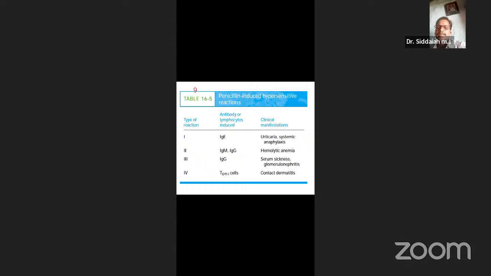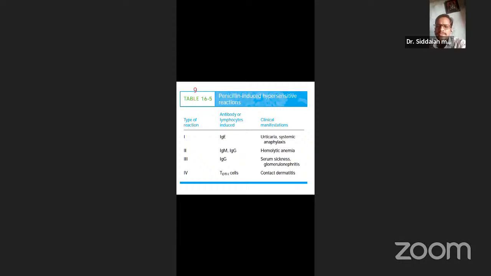The first reaction is also called the immediate type of hypersensitivity reaction, or anaphylactic reactions. These reactions take place within seconds to minutes, and the remaining reactions may take place over hours or days. So the fourth one is also called the delayed type of hypersensitivity reaction, and in this type the immunoglobulins are not actively participated.